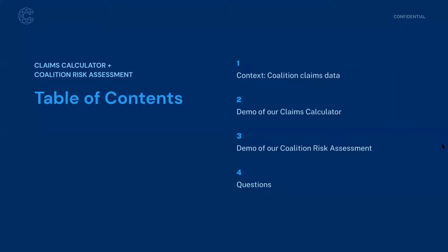I'm going to talk through the agenda. First, Sean's going to walk through some of the data that we collect here at Coalition. And this is all of the data that powers both our underwriting process and our ongoing risk alerting and mitigation services. And this is the data that we've then packaged into these tools, our Claims Calculator and Coalition Risk Assessment. Then Sean's going to do a demo of both of these products and walk through how you can access these from your Coalition dashboard and how you can use these in conversations with your clients. And then finally, we'll leave some time at the end for questions.